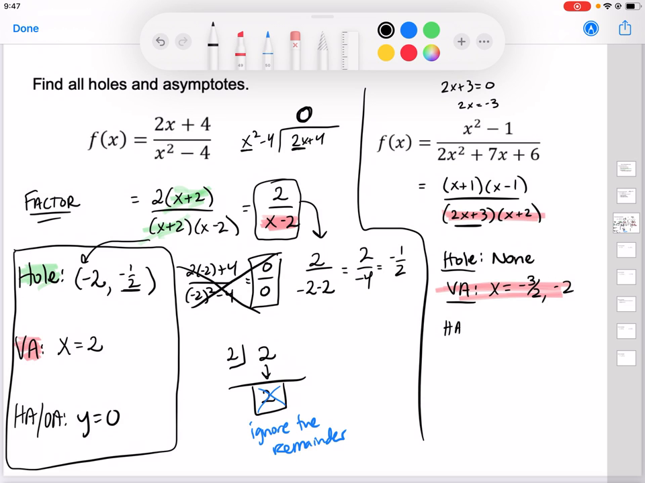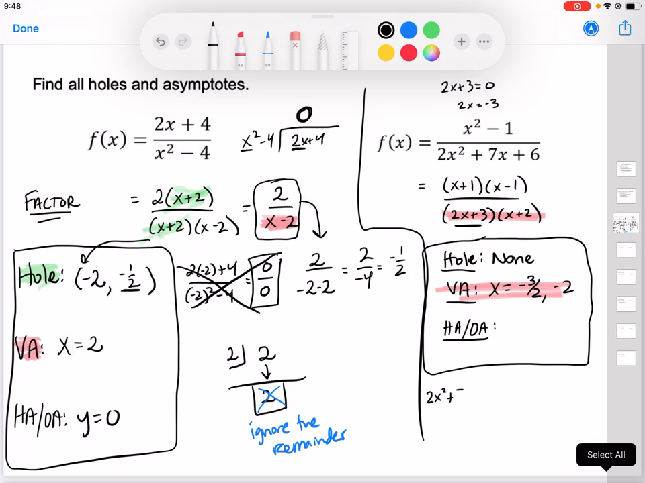All right, horizontal or oblique asymptote. I usually just group them. It doesn't really matter because you'll know if it's oblique if it's in the form y equals mx plus b, and so on. Now this is one where I'm going to have to do long division. So I'll have 2x squared plus 7x plus 6 over, and then the x squared minus 1 would go inside. Now I can divide these because they're the exact same exponent.